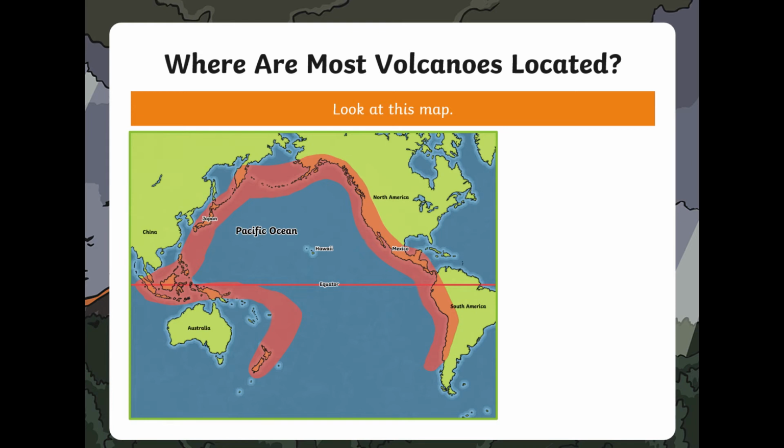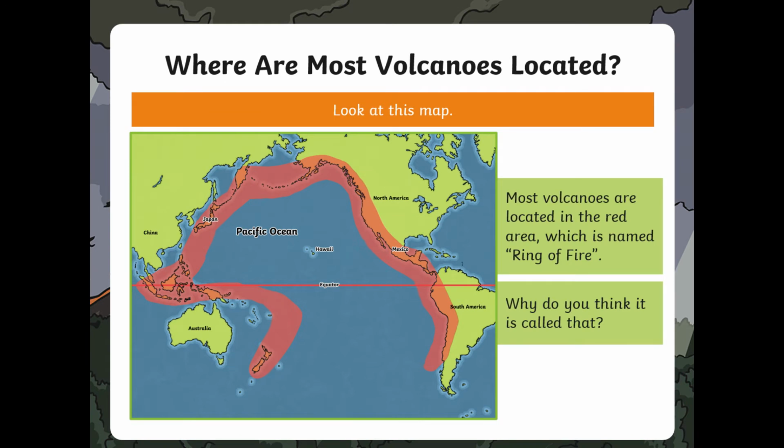Well, last week we talked about the fact that most of the world's volcanoes lie on the edge of tectonic plates. This will be the case whether those edges are on land or in the ocean. Let's have a look at an example. Look at this map. What do you notice? The red marks an area where a lot of volcanoes can be found. What do you notice about the area where the volcanoes are located?